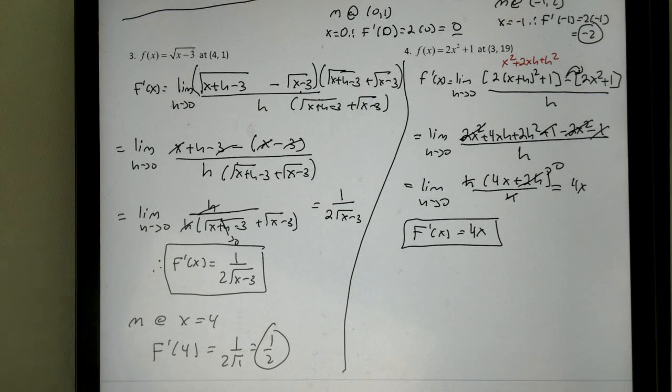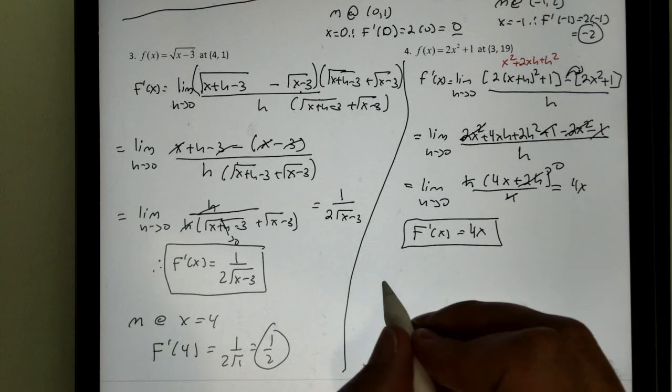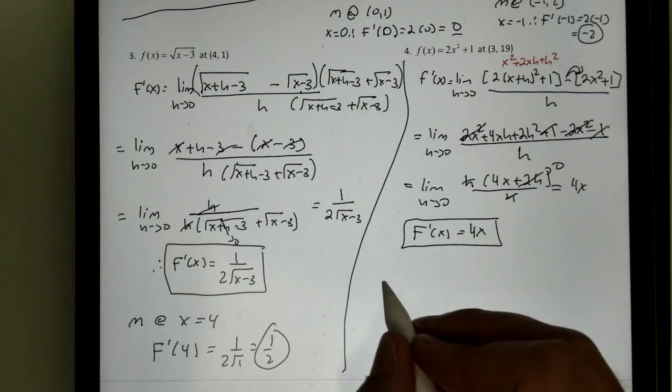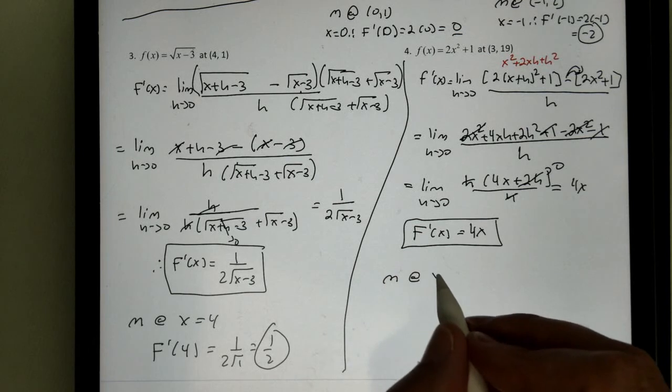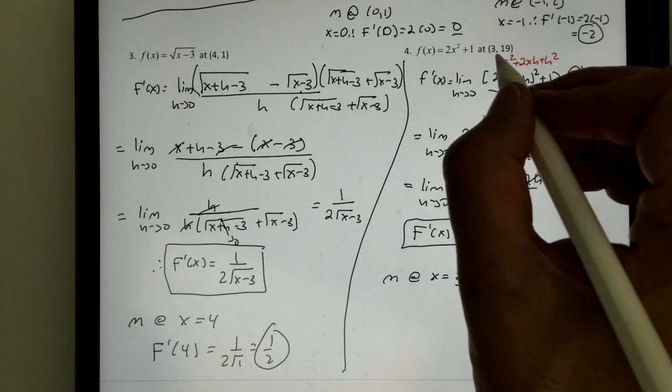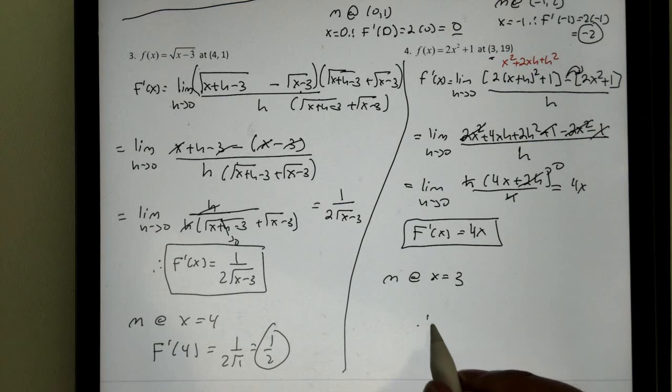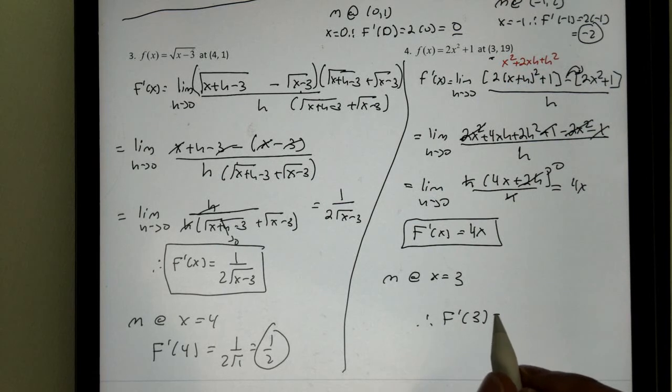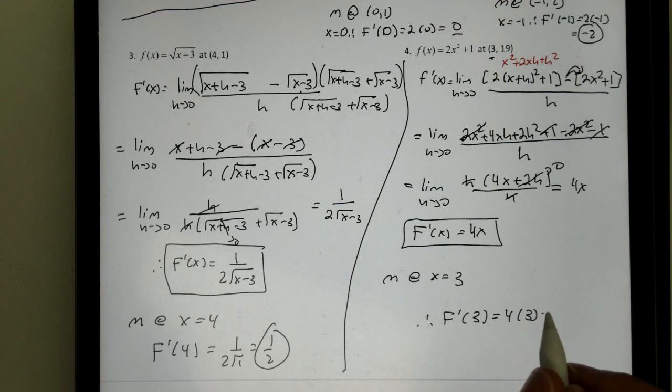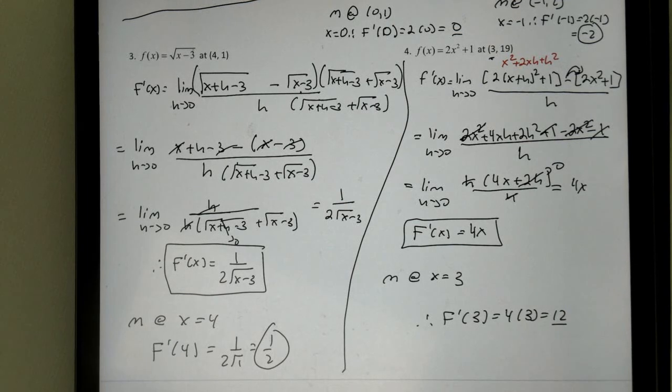Very easy to do. We're not done, because now remember we want to find the slope at x equals 3 up here. I want to find the slope at x equals 3, and that's going to give us f prime of 3 is 4 times 3, which is 12. There we go.